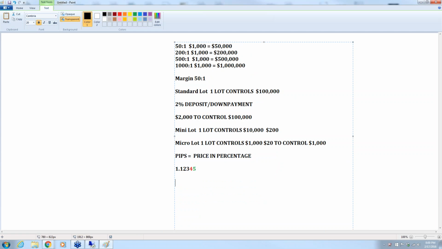So let's continue. In a standard lot, size equals $10 per pip. And what that means is $1 per pipette. Let's call it a pipette. Everybody has their own way of pipping it.